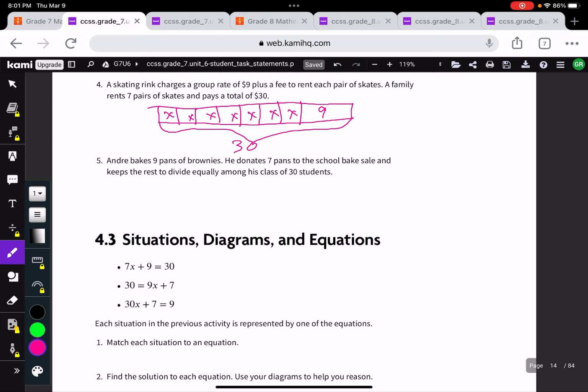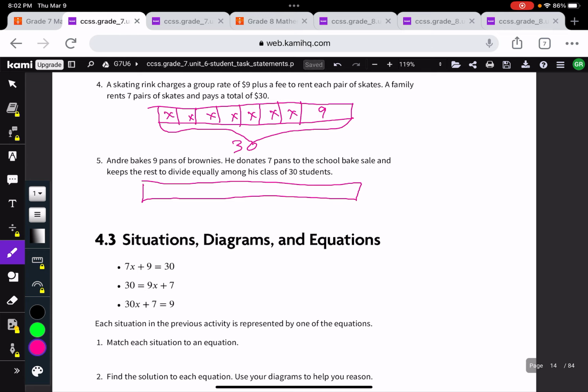And then finally, this one's a tricky one. Andre bakes 9 pans of brownies. He donates 7 pans to the school bake sale and keeps the rest to divide equally among his 30 classmates. There's a long way to do this and a short way. I think I'm going to do this the short way.